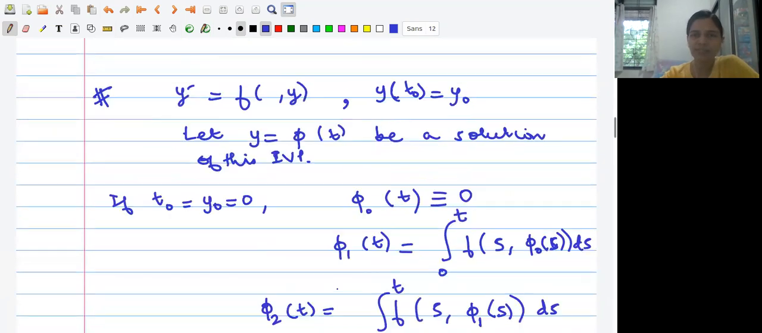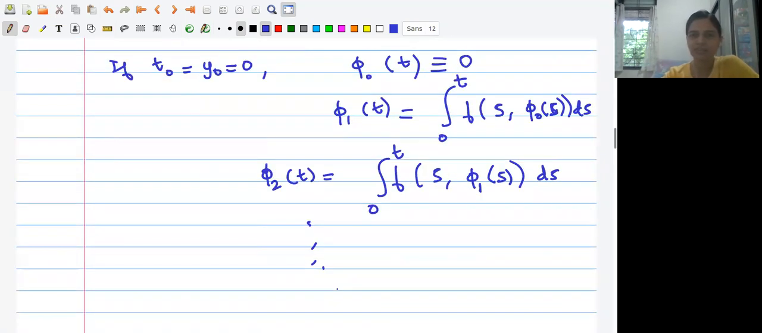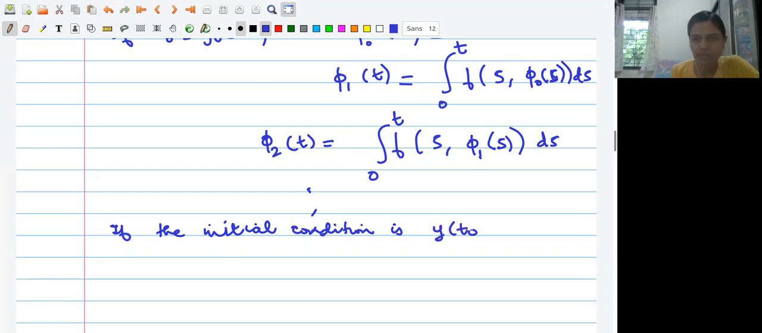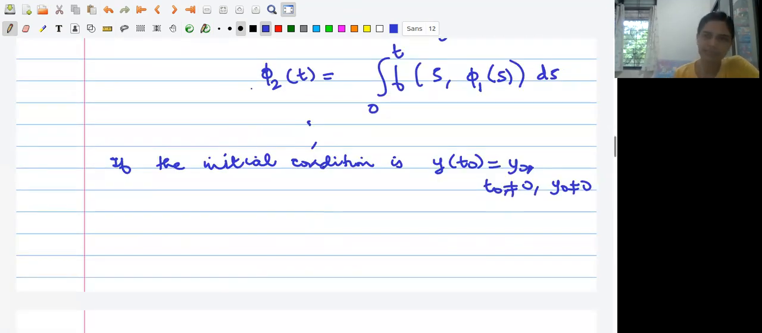Now, what if t naught and y naught were different from 0? Then what would you do? What is your guess? If the initial condition is y of t naught equal to y naught, where t naught and y naught are both different from 0, what would you do? What should be your first iterate? Zeroth iterate, rather, in the notation I have written.